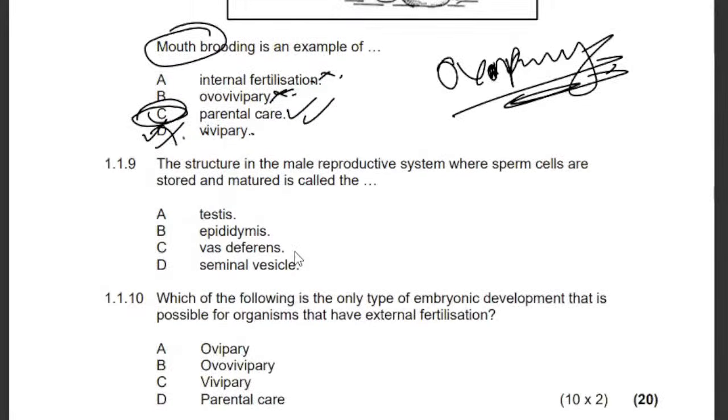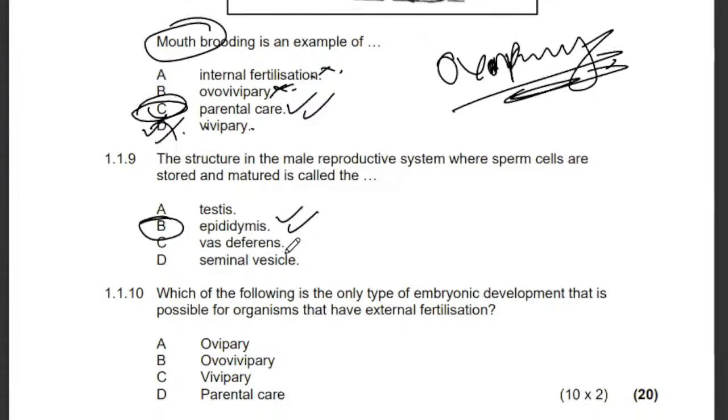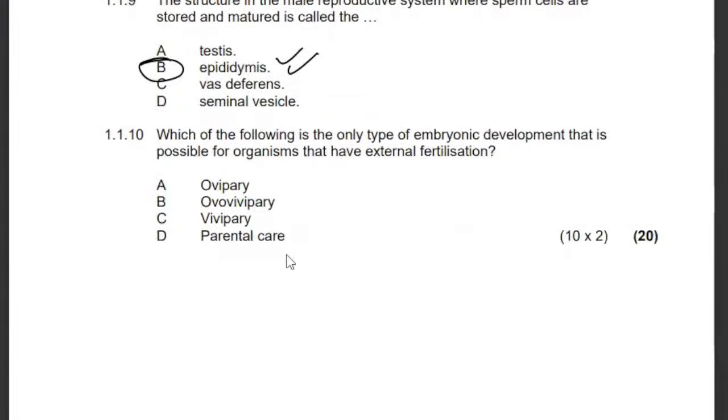The structure in the male reproductive system where sperms are stored and mature is called... sperms are stored for temporary maturity. So that structure is called epididymis. So the answer was supposed to be epididymis. I think you guys are getting it right.